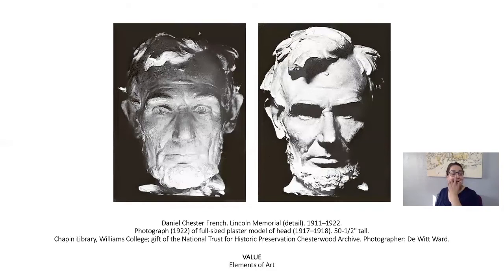Another element of art is value, and value is the darkness or lightness, dark to light. And that can either be in black and white, or it can be a value of a color, going from a light version to a dark. And this is a really good example of the Lincoln Memorial that's lit in two different ways and how dramatic the meaning of the sculpture changes with the different lighting.